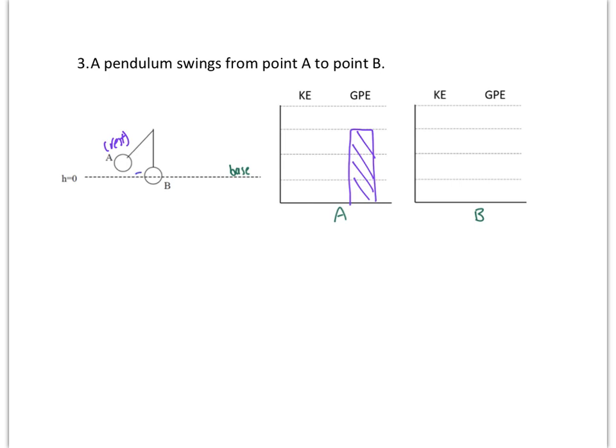Once it gets to B, the pendulum is swinging, it's at the base level, and it's moving. So it no longer has gravitational potential energy. All that gravitational potential energy became kinetic energy. And this is the only thing that matters when it comes to height for bar charts. If I have a bar that is 3 lines high in A, it needs to be 3 lines high in B. All I'm showing is that all of this energy at A became the same amount of energy at B.